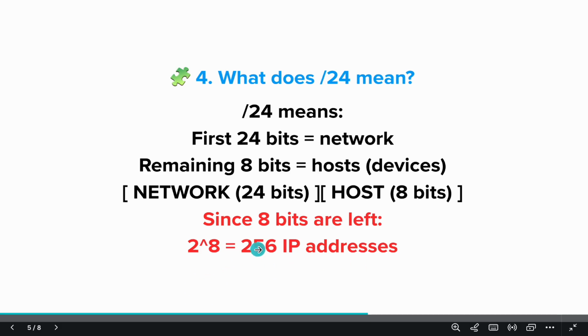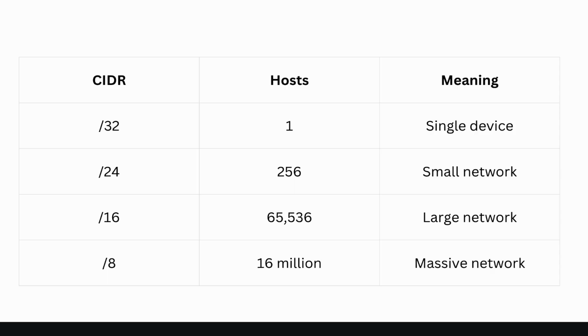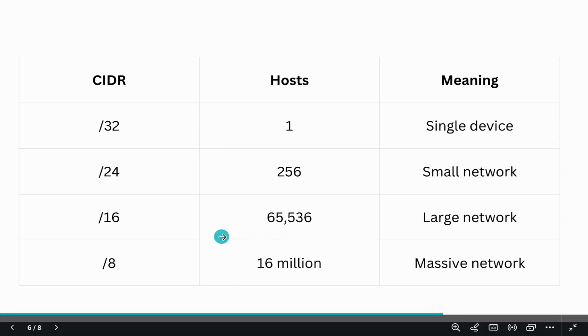Now, why 2 to the power 8? Well, in the concept of bits, there are 2 possibilities at each position, 1 or 0. That is the reason we use 2 to the power 8, which is equivalent to 256 IP addresses. And this means that if this is the subnet, we can create 256 unique IP addresses in this particular network.